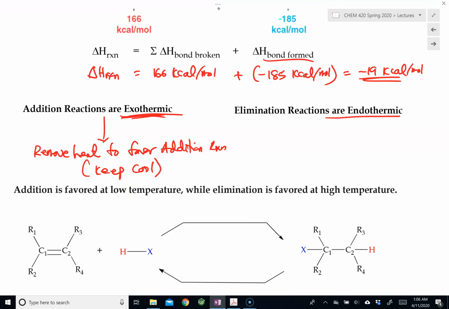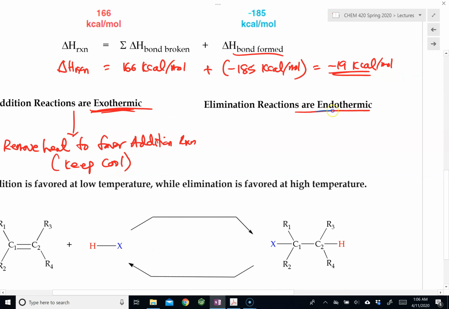And the opposite is then true for elimination reaction. Elimination reactions are endothermic, meaning they require heat in order to favor them. So therefore, we have to add heat if we want to perform elimination reaction. So add heat to favor elimination reaction. And therefore, most of the elimination reactions are done at high temperature by keeping them hot.